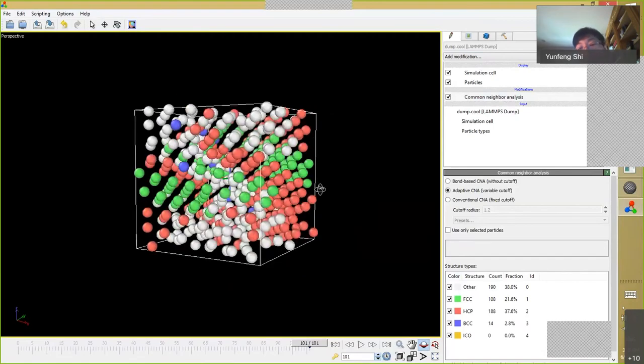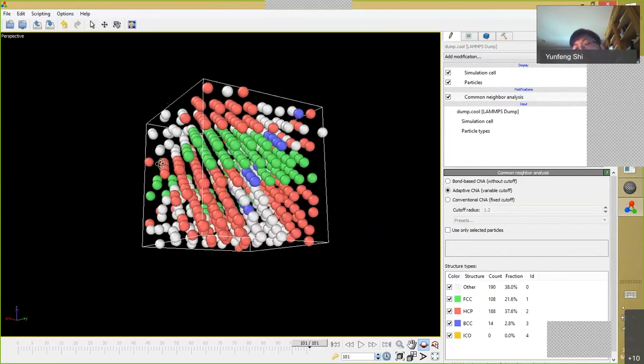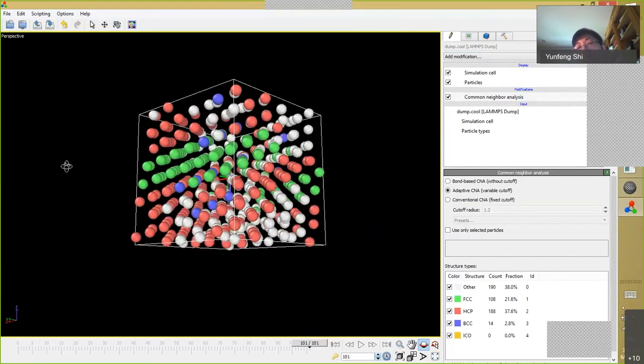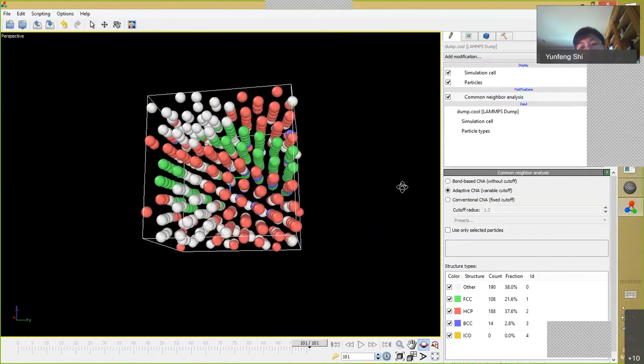Rate is really, really low. I mean, really, really high, right? So you can see the defects, the stacking fault. See, this is ABC, ABC, and over here you can clearly see this is AB, AB, right? So this is the same as this. This is the same as this. Okay. All right. Any questions?